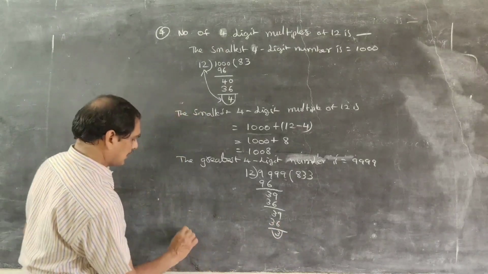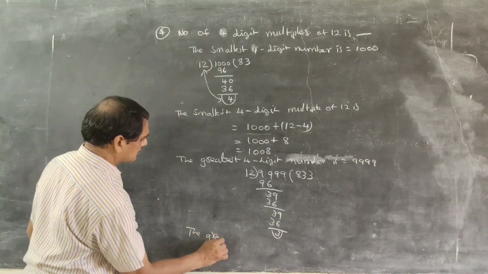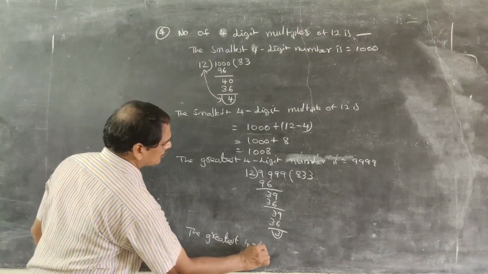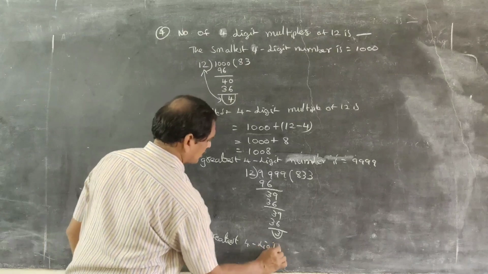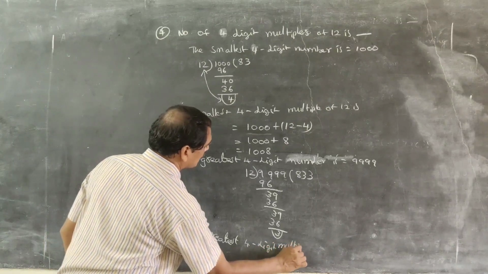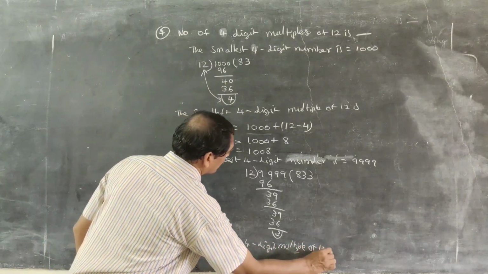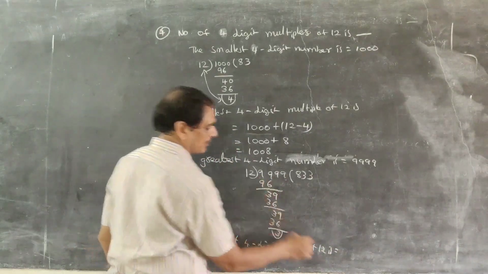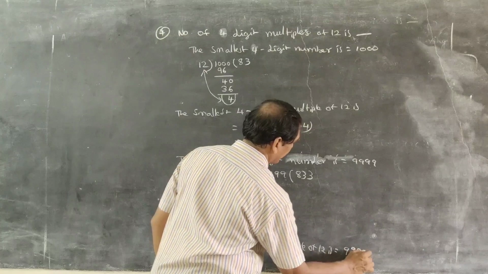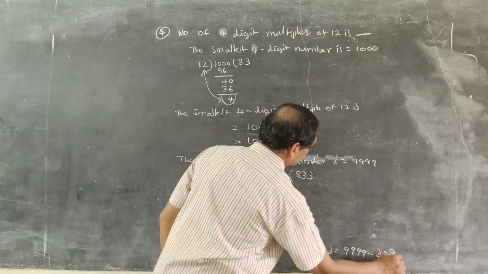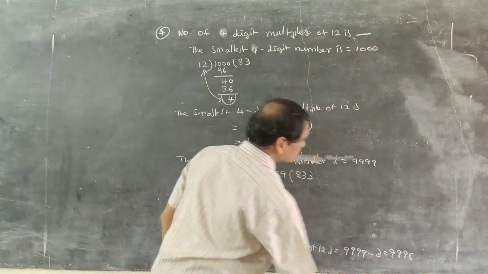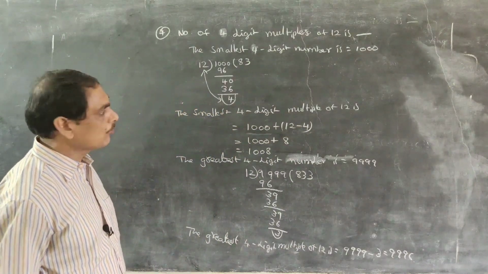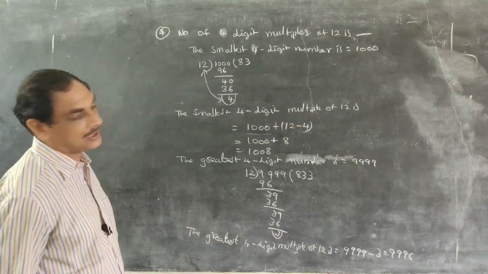So the greatest 4-digit multiple of 12 is equal to, we subtract the remainder from this number: 9999 minus 3 is equal to 9996. This is the greatest 4-digit multiple of 12. Now we write the multiples of 12 in a sequence.